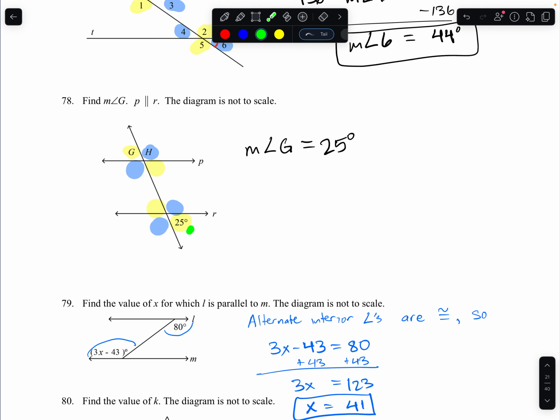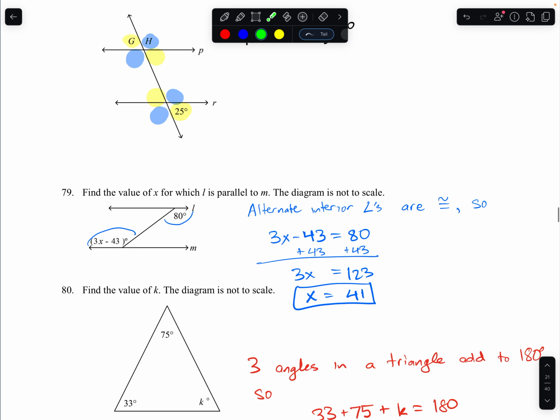Same thing here, we're given that all the yellow ones are 25. So if we want the measure of angle G, well, hey, that's a yellow one, so the measure of angle G is 25 degrees.